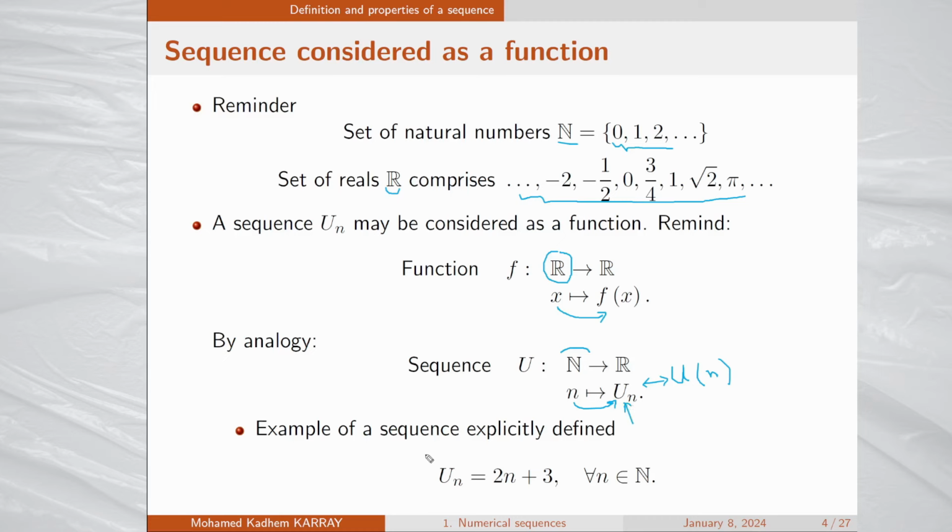Here is an example of a sequence defined explicitly. We give the value of un as 2 multiplied by n plus 3. And this is the more simple way to define a sequence, to give the expression of un as function of n.